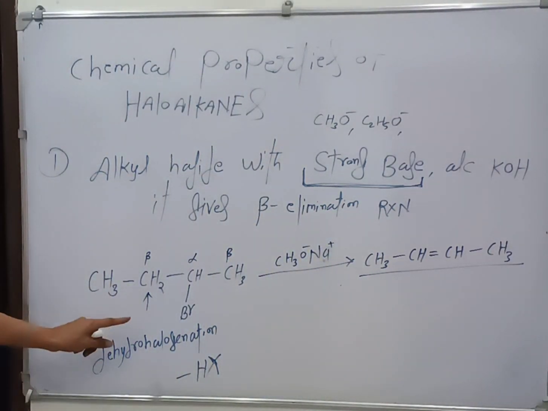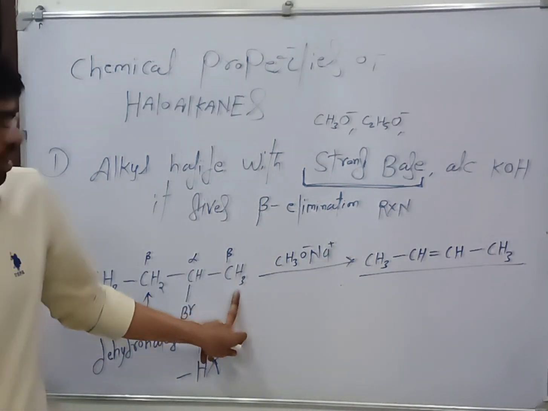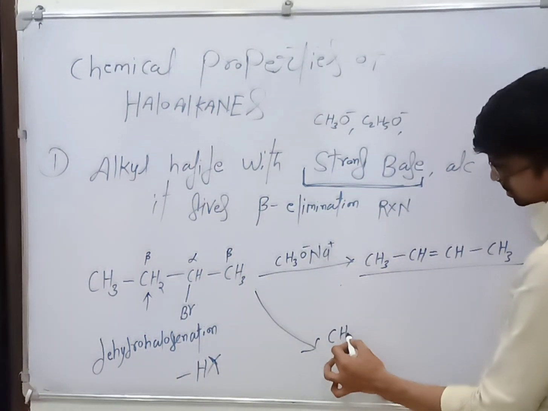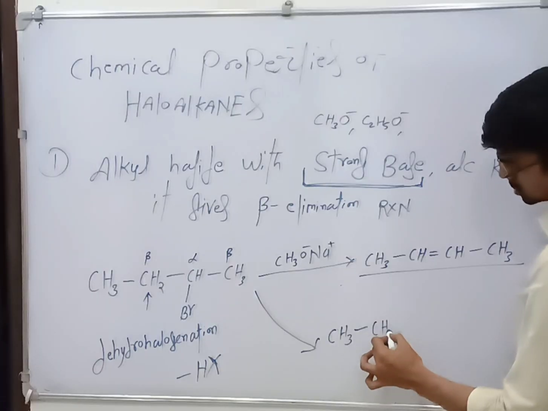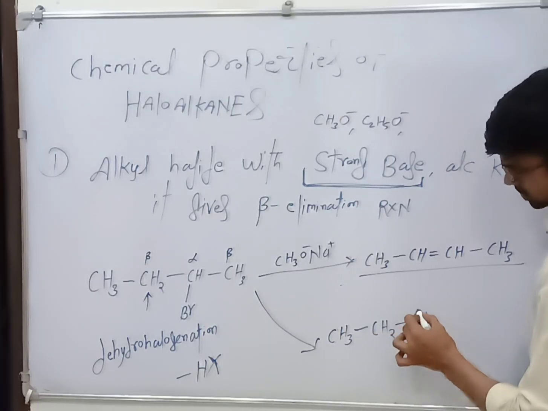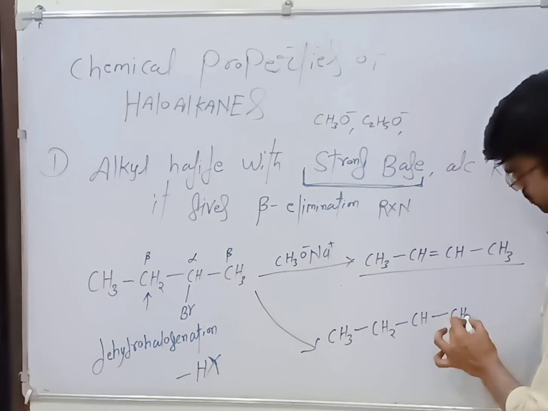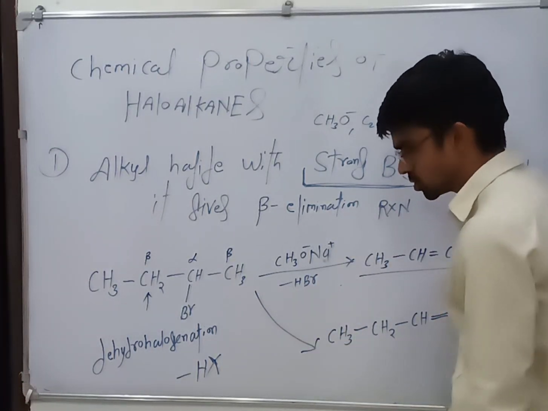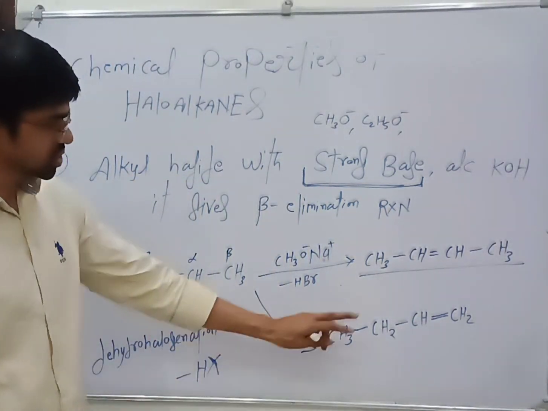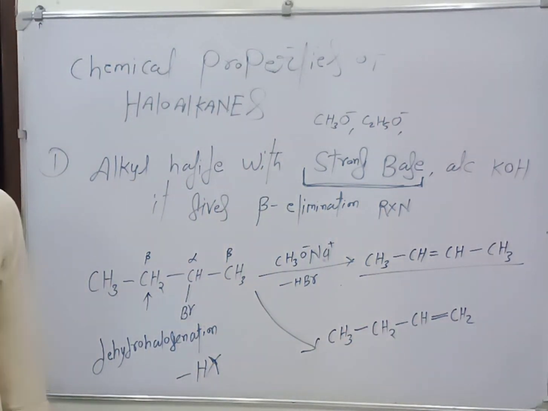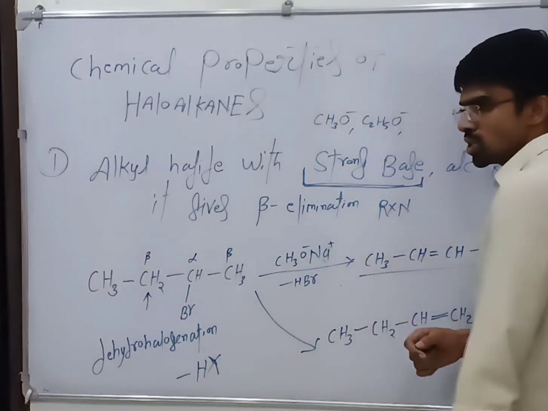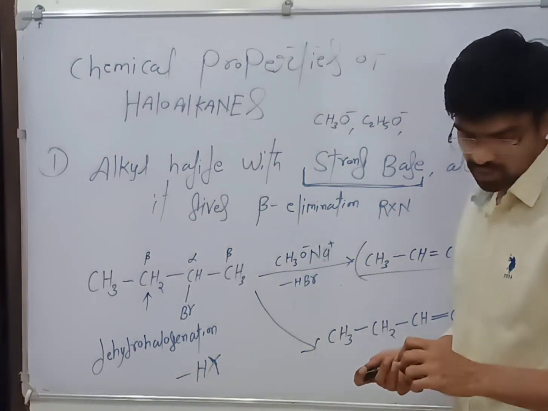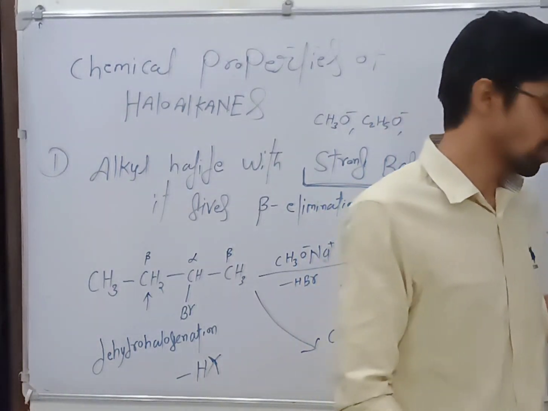Again, if we remove the hydrogen of this other beta carbon, we will get another product, that is CH3 CH2 CH2 double bond, HBr will be removed. So two products we can form, the first product and the second product. Now which product is more stable? For this we use the Saytzeff rule. So now understand what is the Saytzeff rule.